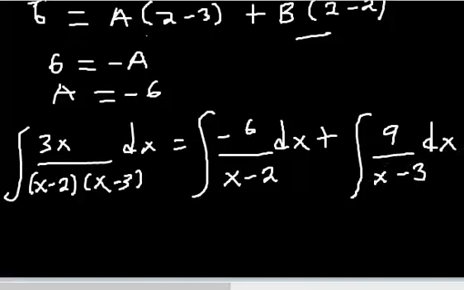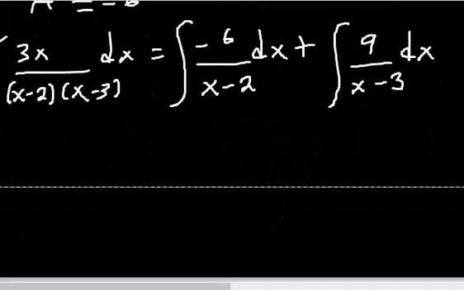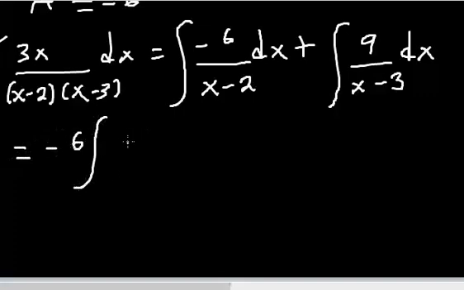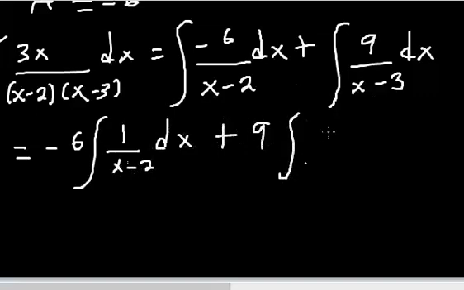So it is now easy for me to evaluate this integral value. How do I do that? Of course, you know that the minus 6 is a constant. I can take it to the back of the integral value. So this is going to be equal to minus 6, being a constant or a coefficient, and I'm left with 1 all over x minus 2 with respect to x. The same thing happens here. 9 goes at the back, 9 times the integral value of 1 over x minus 3 with respect to x.